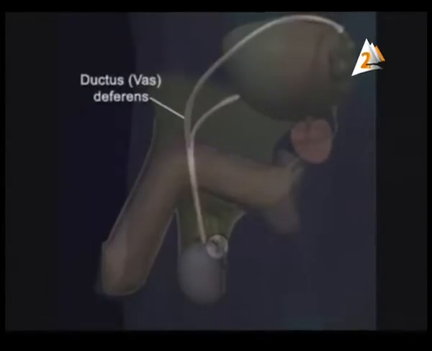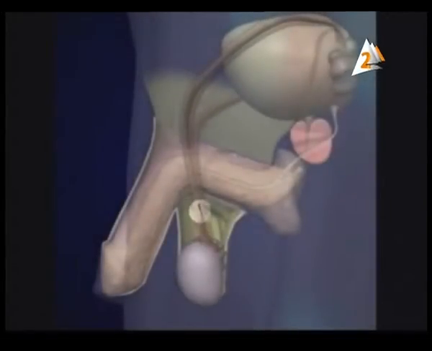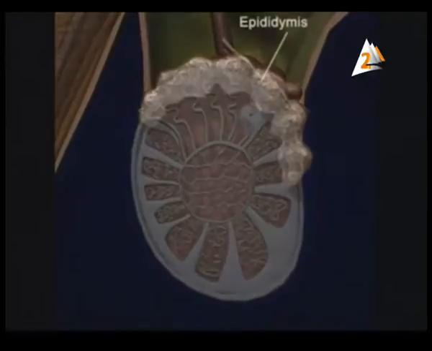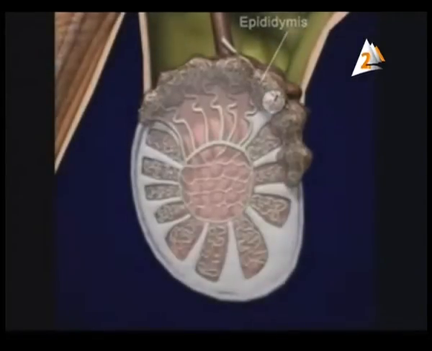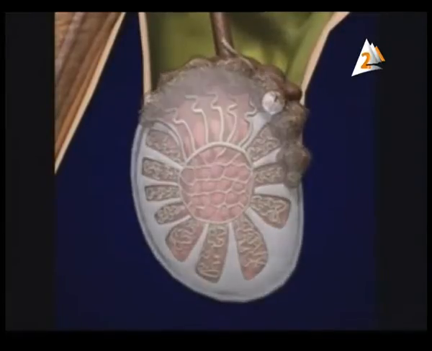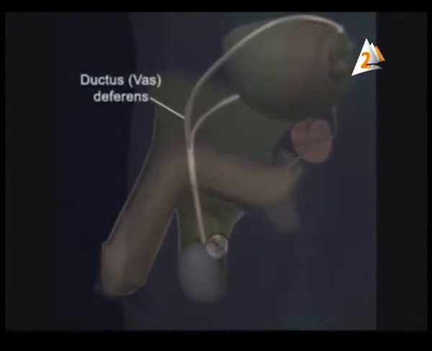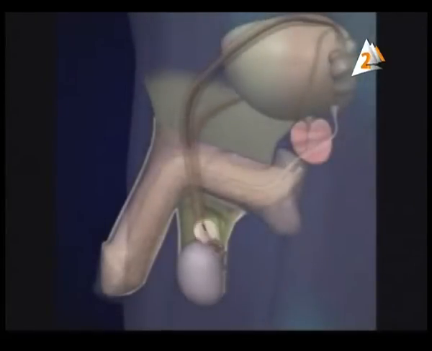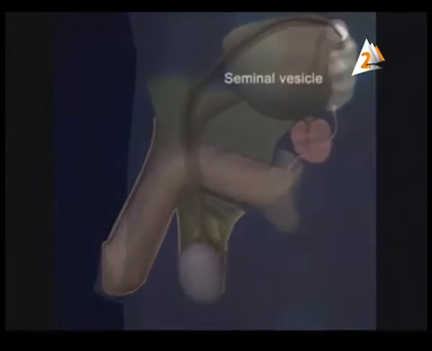This vas deferens is formed for the transportation of sperm from the epididymis to the seminal vesicle, which is the fourth part after the testis. So we begin the structure of this male reproductive system with the testes. The testes are important because they lie outside the body in order to provide a suitable temperature, and this is important for the formation of sperm during the spermatogenesis process.